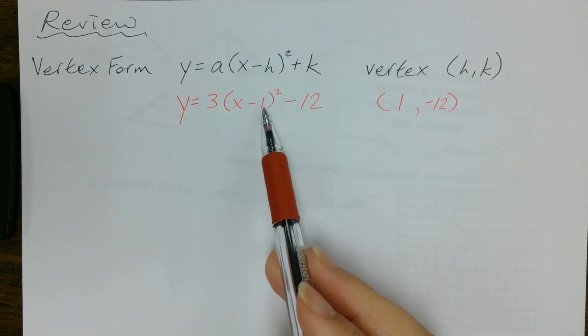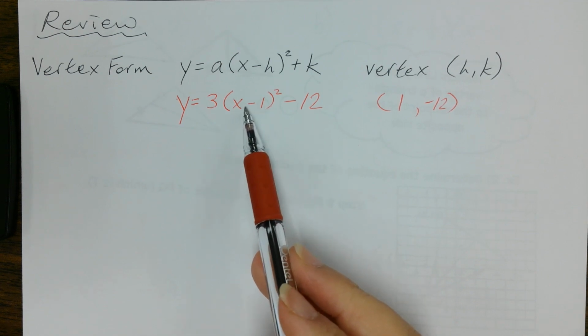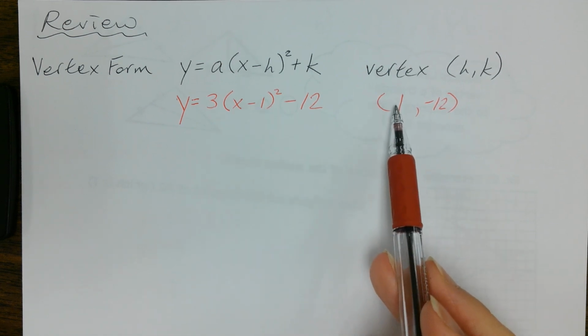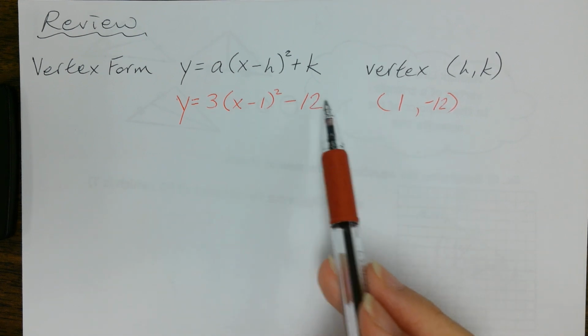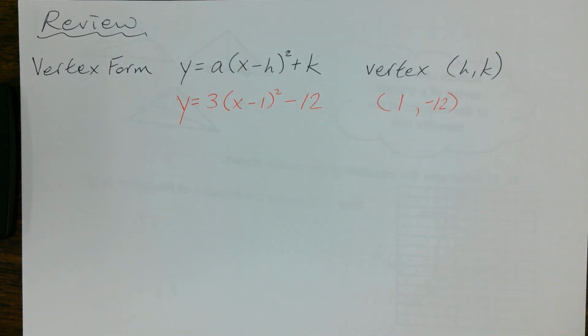Remember, if it's x minus 1, your vertex is positive 1. If it's plus 1 here, then your vertex is negative 1. K stays the same. Good.